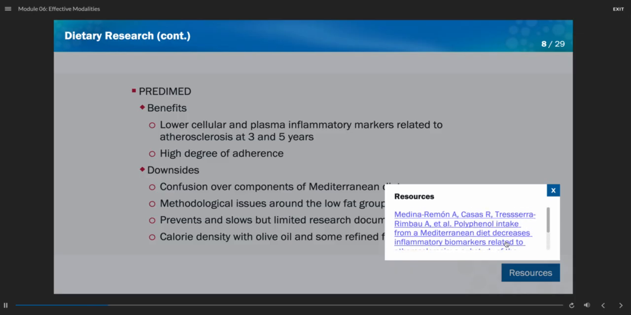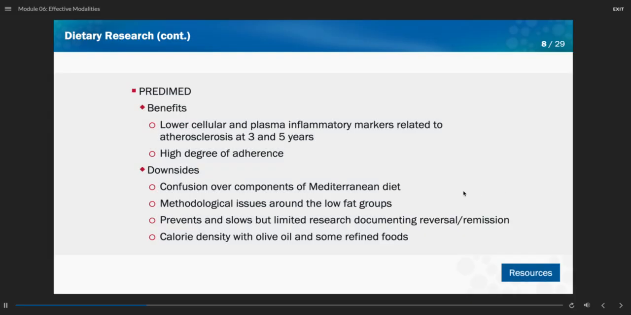There was a very high degree of long-term adherence. Now, some of the downsides of the PREDIMED: there's confusion over the components of the Mediterranean diet. And I think that we find this as practitioners. I will frequently ask my patients, what is a Mediterranean diet? And the first 3 items on their list are olive oil, wine, and pasta. Certainly not the optimal foods to prevent and reverse either heart disease or type 2 diabetes.